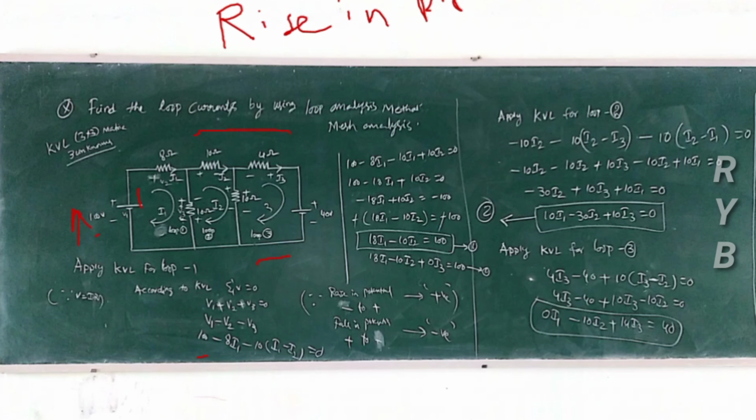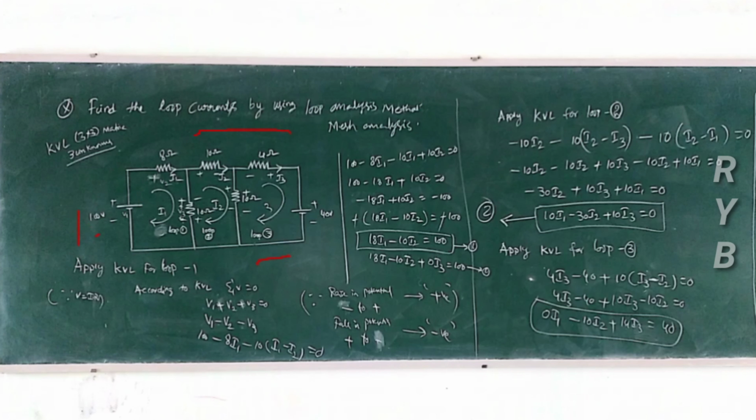According to KVL, what is KVL? Summation of V equal to 0. Assume V1 is the voltage source and V2 is the voltage drop across the 8 ohm resistance. The total of the voltages in any loop is equal to 0. That is KVL. Now we are applying KVL to loop 1.